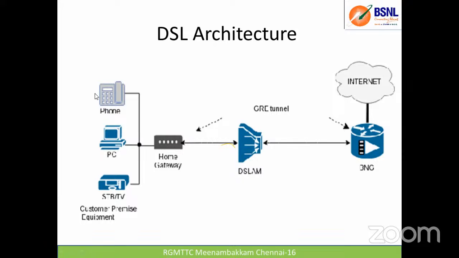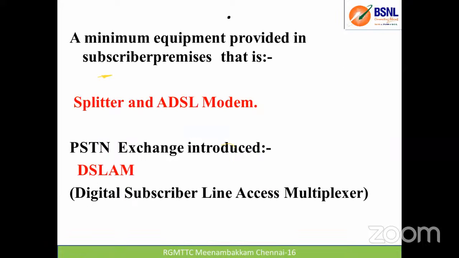This is the DSL architecture of copper broadband. The customer premise equipment is connected through a splitter to the DSLAM, and many customers are connected to this DSLAM. The DSLAM collects the data from the different customers, multiplexes it and transmits to the BNG, that is BRAS, Broadband Remote Access Server. From there, it is connected to the internet.